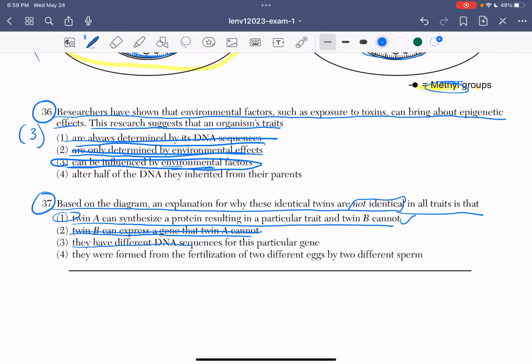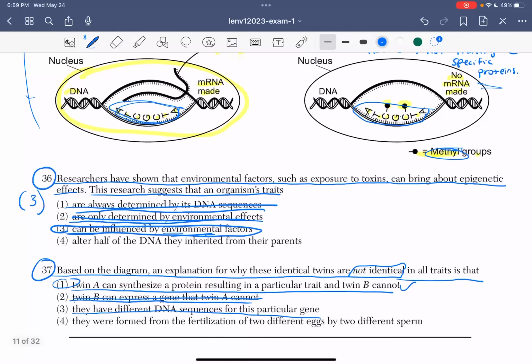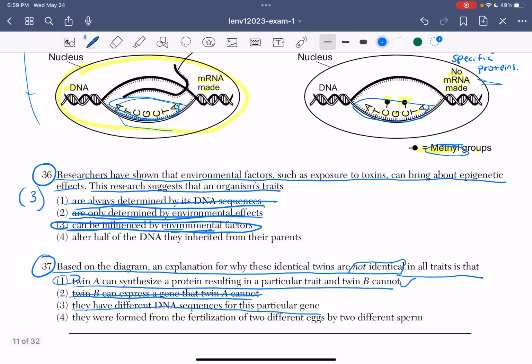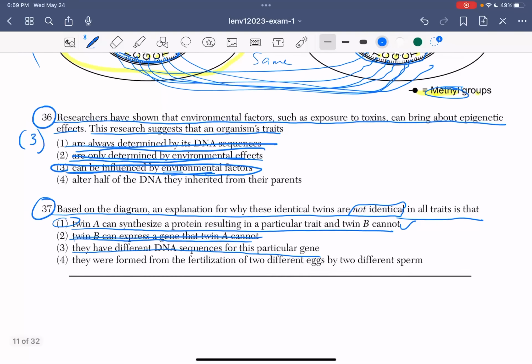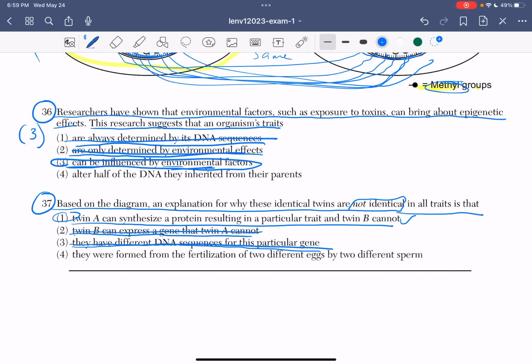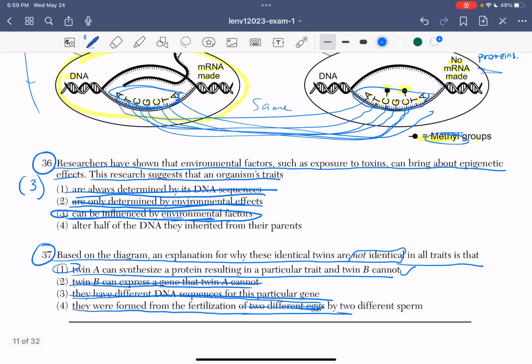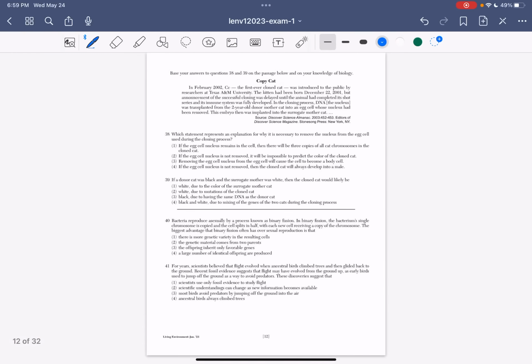They have different DNA sequences for this particular gene. Let's see. Do they have AA, TT, CC, GG, CC, TT, AA? Nope, it's the same. So this is incorrect. They were formed from the fertilization of two different eggs. No, they're identical twins. They were formed from the same egg that became two different individuals. So 37, the choice is 1. Okay, we're almost done.